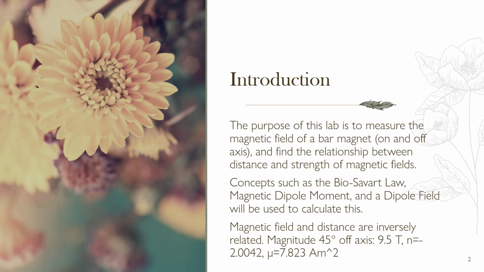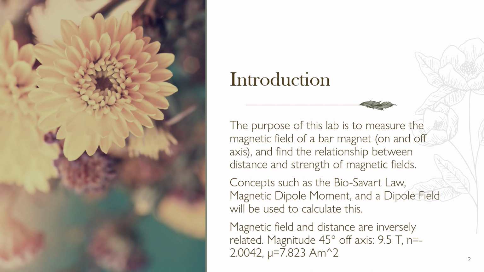The purpose of this lab is to measure the magnetic field of a bar magnet, both on and off axis, by using a magnetometer on an iPhone, and we do this to find the relationship between the distance and the strength of a magnetic field. And to calculate all this, we're going to use concepts such as the Biot-Savart law and the magnetic dipole moment and dipole field formulas to find the relationship between strength and distance.